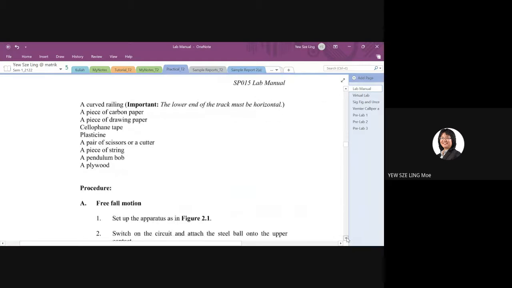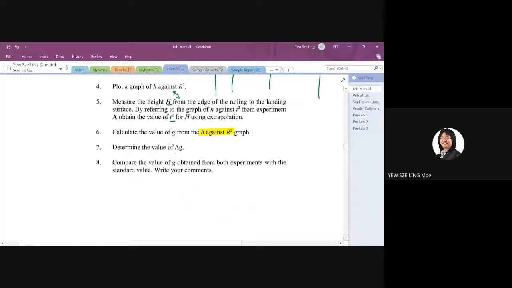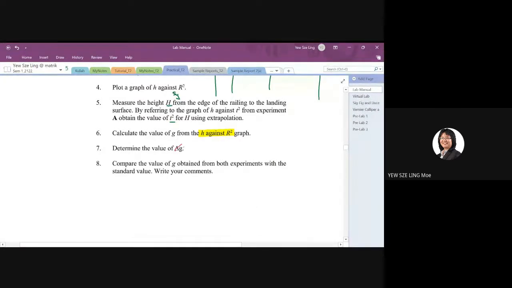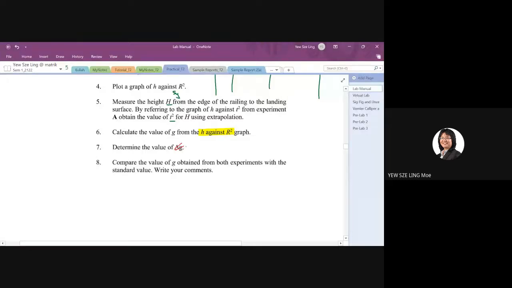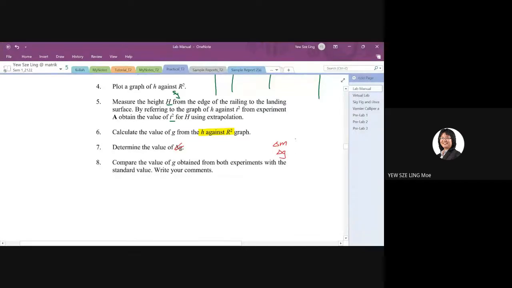So last step, let's see, what is the last step? Determine the value of delta g. Now delta g is not in your SEM 1 syllabus. In SEM 2, you will look at delta m and delta g. But in SEM 1, because we cannot do it face-to-face, therefore they say skip it for SEM 1.